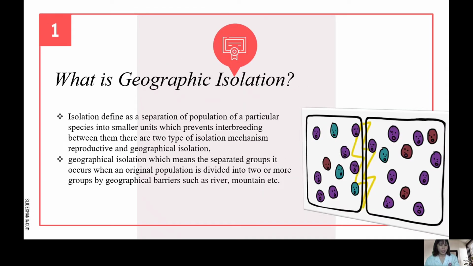What is geographic isolation? Isolation is defined as a separation of a population of a particular species into smaller units, which can prevent interbreeding between them. There are two types of isolation mechanism, reproductive and geographical isolation. Since the topic that we focus on is geographic isolation, which means separated groups, it occurs when an original population is divided into two or more groups by geographical barriers, such as rivers and mountains.